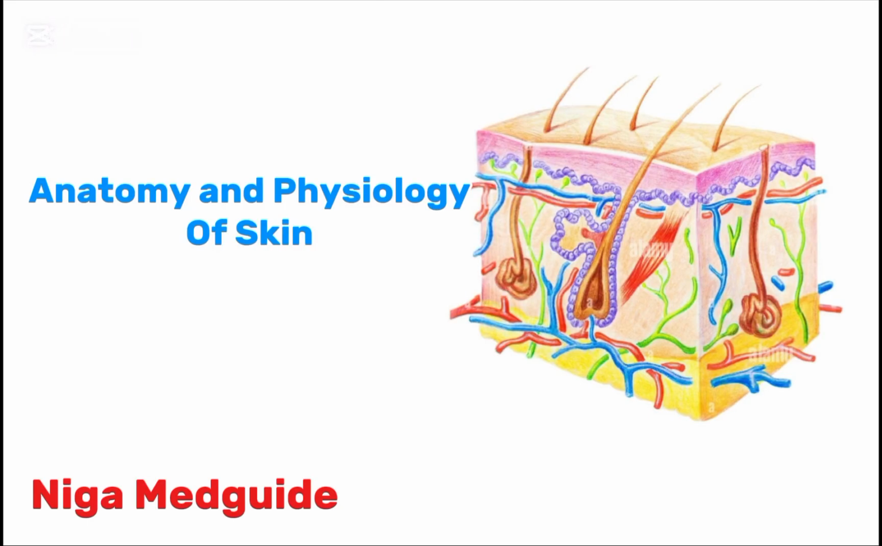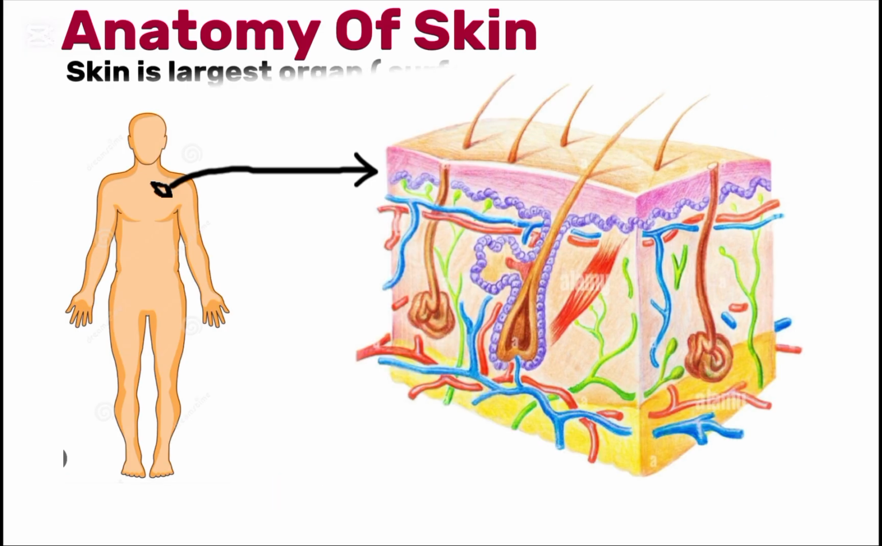Today we will discuss the anatomy and physiology of the skin. Skin is the largest organ of the human body and has a surface area of about 1.5 to 2 square meters. It covers the entire body and provides protection against external physical and mechanical factors.